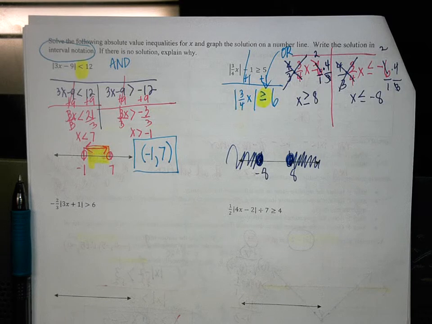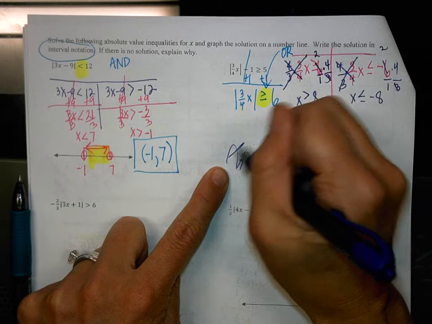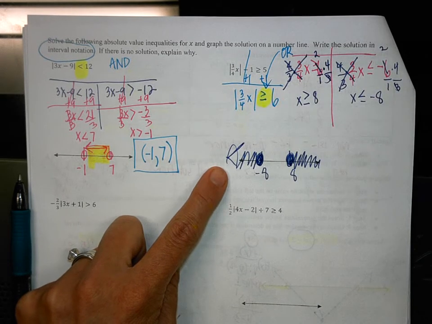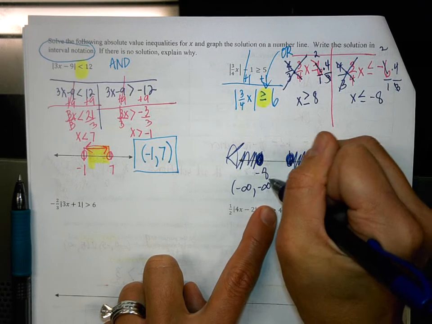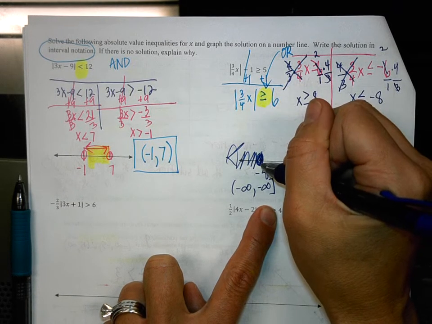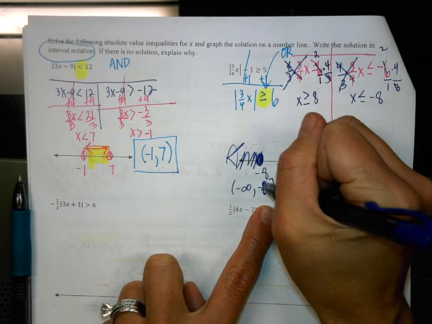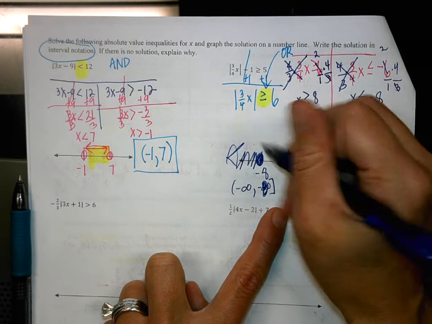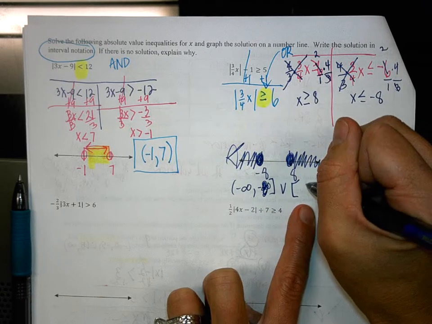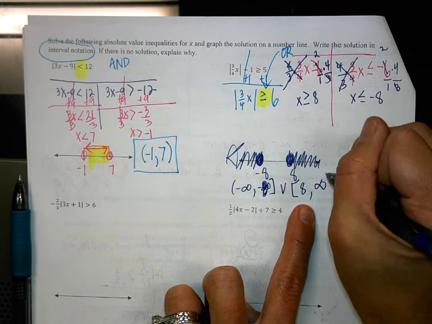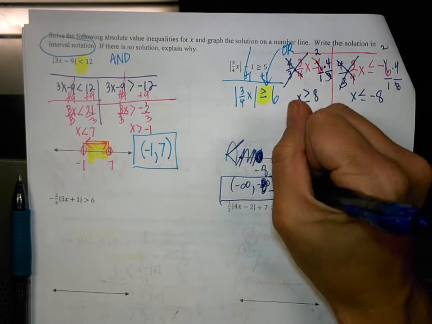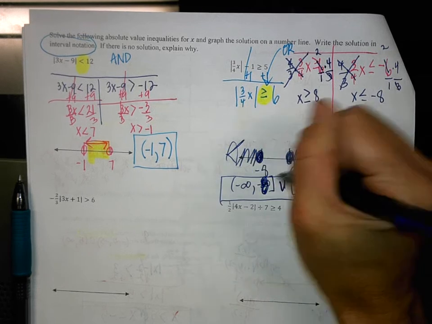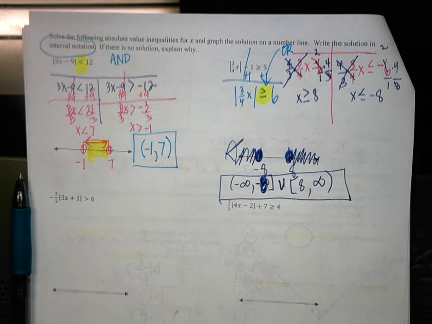How do I write that in interval notation? Starting here, if it's going this direction, that's what? Negative infinity to negative 8. Bracket, because it's solid, right? Okay, union, and then a bracket, and it's negative 8 to positive infinity. Any questions?